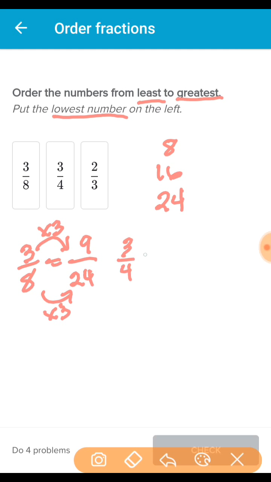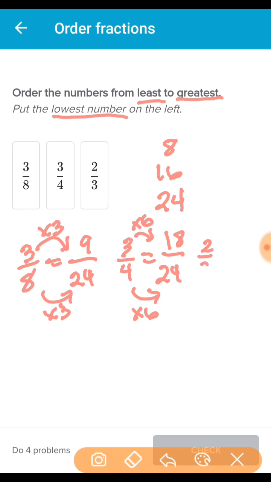3/4, if that has a denominator of 24, that's because I'm supposed to multiply 4 by 6 to get 24, because 24 divided by 4 is 6. So times 6. And what I do to my denominator, I do to my numerator. So 3 times 6 is 18.